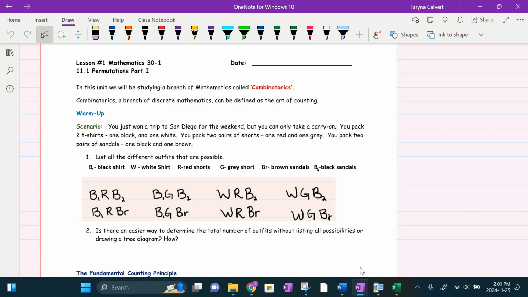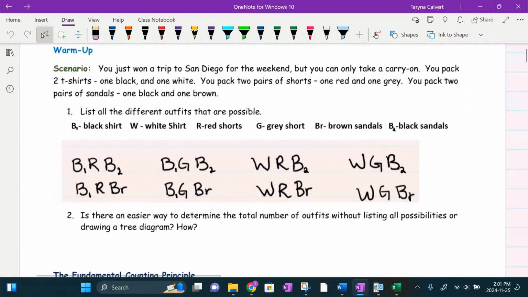San Diego, and this person packed 2 t-shirts, one black, one white, packed 2 pairs of shorts, one red, one gray, and then packed 2 pairs of sandals, one black, one brown. List all the different outfits that are possible with those scenarios. So assuming that you had to have a pair of shorts on, a shirt on, and a pair of sandals, okay? Did you get 8 different outfits?